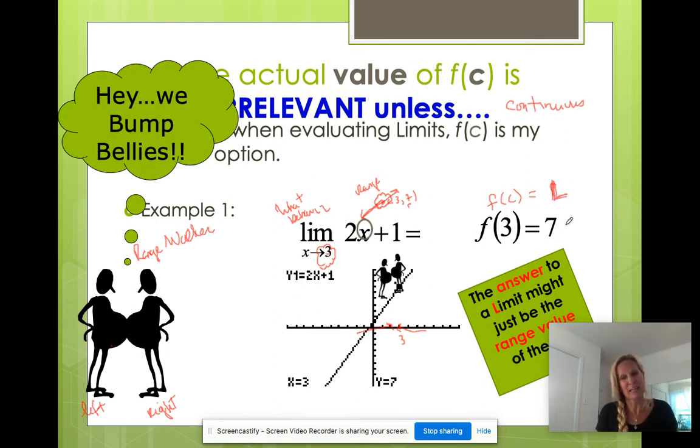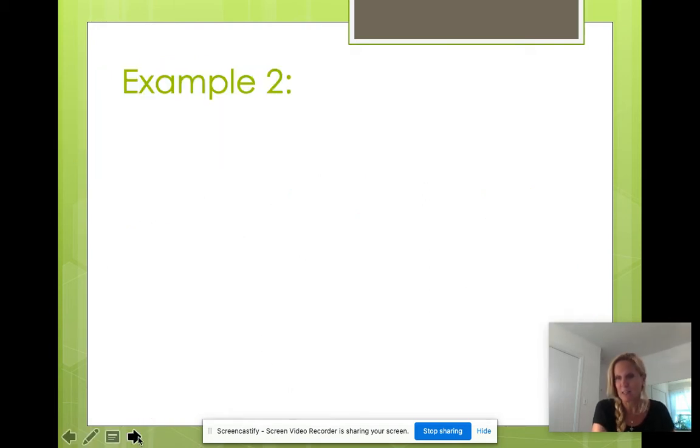So that's why it's really nice to know what functions are continuous, because even if you're not sure what a limit is asking, if you know you have a continuous function, plug and chug, be done. Bumping bellies will always happen. Left range walker, right range walker will always meet and bump their bellies. So the reason I make a big deal about bellies is because look at this example.